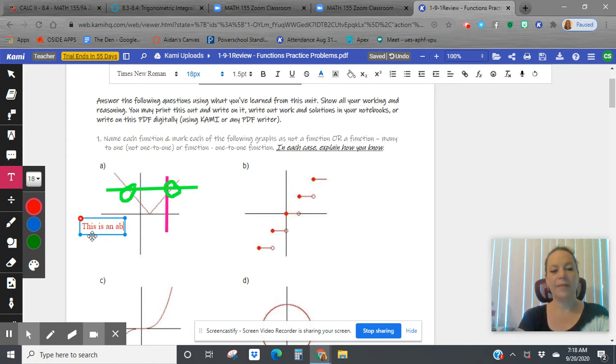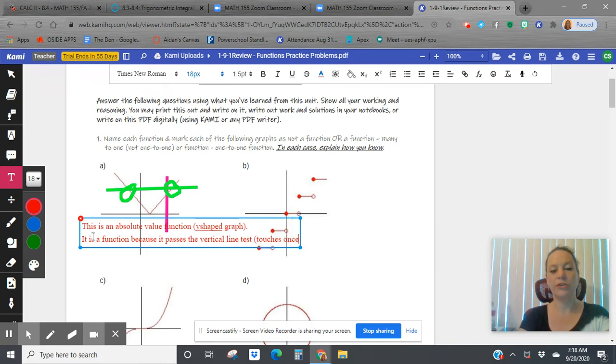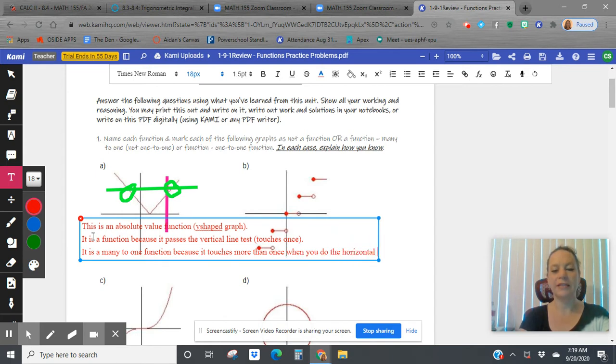This is an absolute value function, V-shaped graph. It is a function because it passes the vertical line test. Means it touches once when you do the vertical line. It is a many-to-one function because it touches many times when you do the horizontal line test.